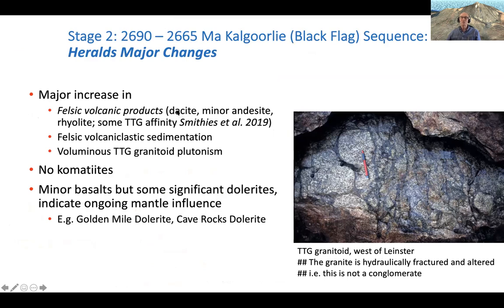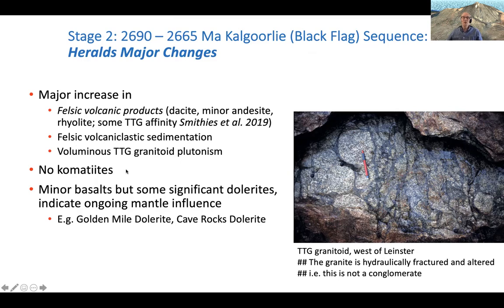large volumes of dacites, minor andesites, and rhyolites. Some of the dacites have chemical affinities to contemporaneous TTG granitoid plutons, which were erupted extensively during this particular time. There are also voluminous felsic volcaniclastics, including some derived from significant explosive eruptions.